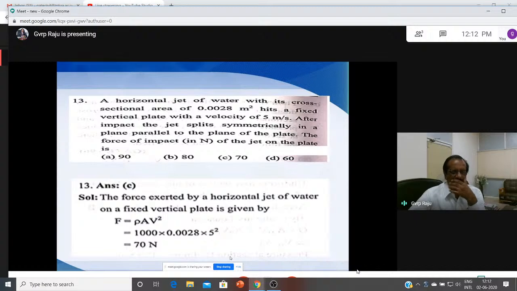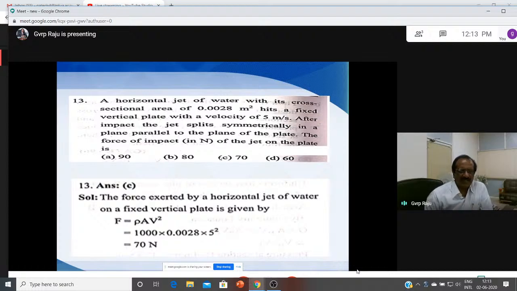So F is equal to rho A V square, and we can take rho as 1000 Newton per meter cube. The mass density of the water at 4 degrees centigrade is 1000, from fundamentals of fluid properties. The area is given as 0.0028 and the velocity is 5. So rho A V square gives 70. This is a simple problem.